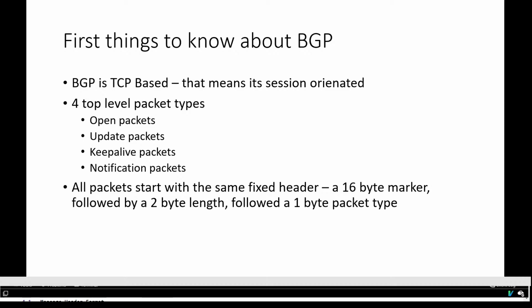Then you've got keep alive packets. Those are basically packets that are just exchanged to say, listen, I'm still alive, I'm still here. And you've got notification packets. Notification packets are typically used for error handling and the rest of it. And all of these packets start with the same header, which is basically a 16-byte marker followed by a 2-byte length and a 1-byte packet type.